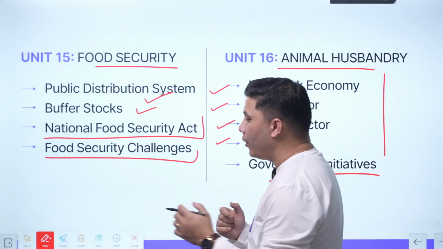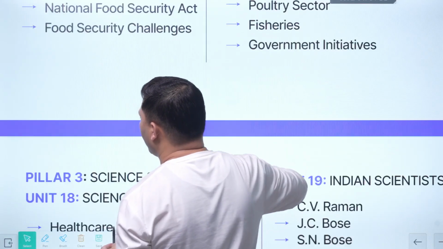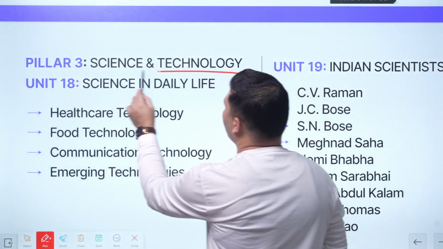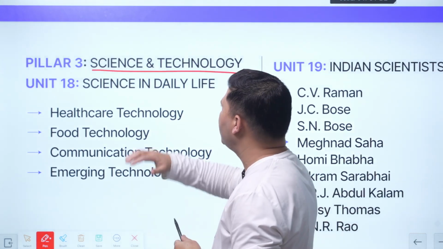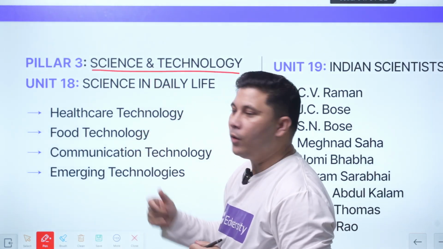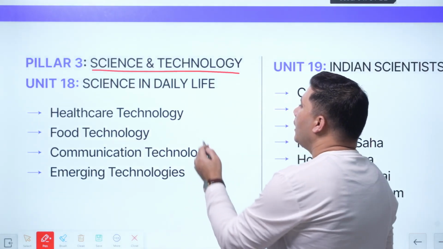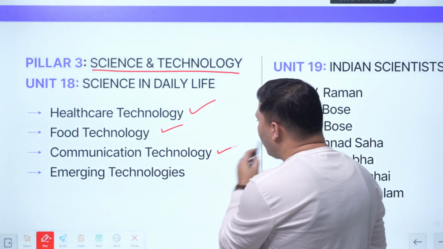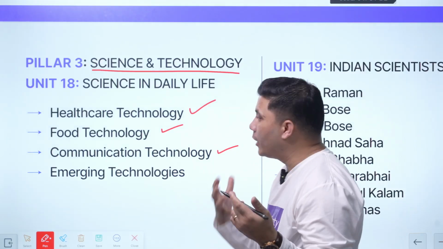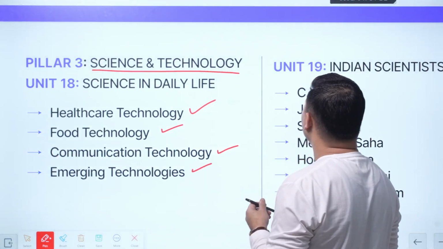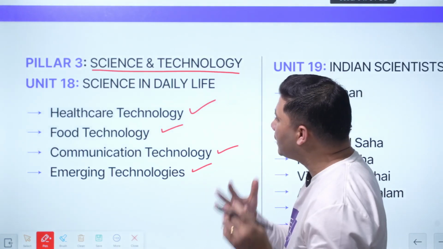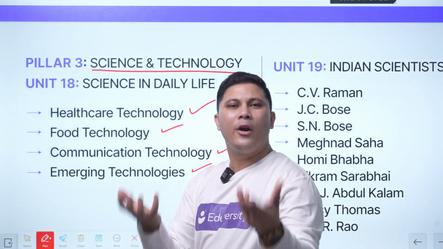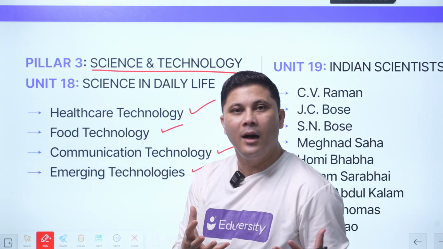Now going forward, in Subject 3, Pillar 3, you have to learn about science and technology, which is a very dynamic subject. In science and technology you have to learn about healthcare technology, food technology, ICT, and emerging technology. Not only this, you also have to study artificial intelligence, biotechnology, blockchain, robotics, and big data. There are many things.